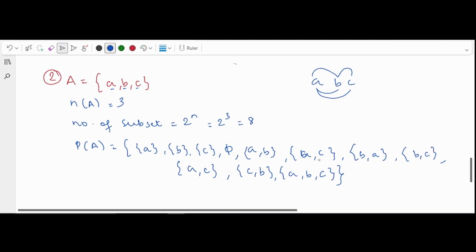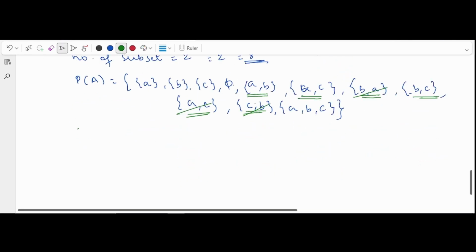But what we are told, the number of subsets is 8. How many elements are there over here? 1 2 3 4 5 6 7 8 9 10 11, right? So we know there are subsets that are repeated. So a and b, b and a, it's the same one. You can discard one. So we discard b and a. a and c, a and c, discard one. And there is b, c, and there is c, b. So discard one.